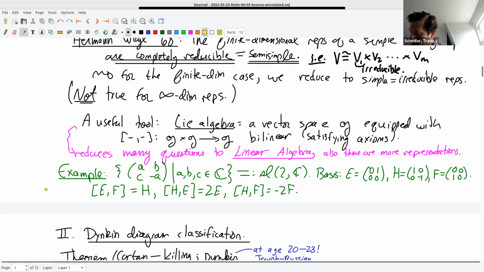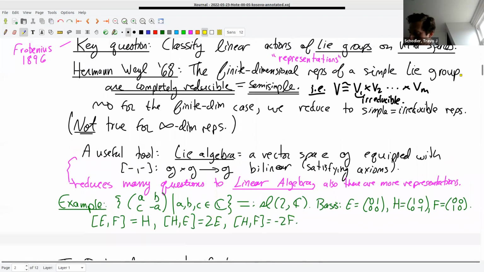So here's an example. Let's take the matrix with entries A, B, C, minus A, where A, B, and C are complex numbers. This is going to be a matrix whose trace is 0. That's the Lie algebra associated to this group I wrote of determinant 1. Basically, this Lie algebra is essentially the derivative at the identity, the first derivative of the group. It's just a vector space, or in other words, it's the tangent space.